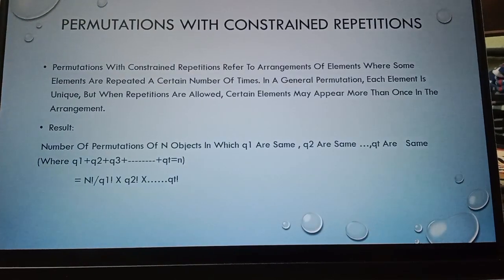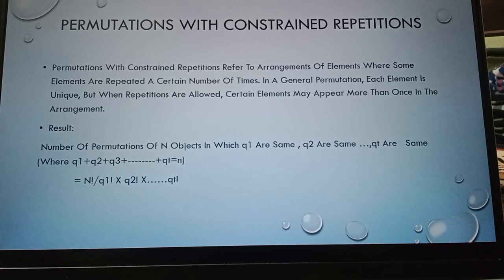And next, the last topic, the main topic of this video, is permutations with constrained repetition. What does the word constraint mean? That means limitations. It refers to the arrangement of elements where some elements are repeated a certain number of times.